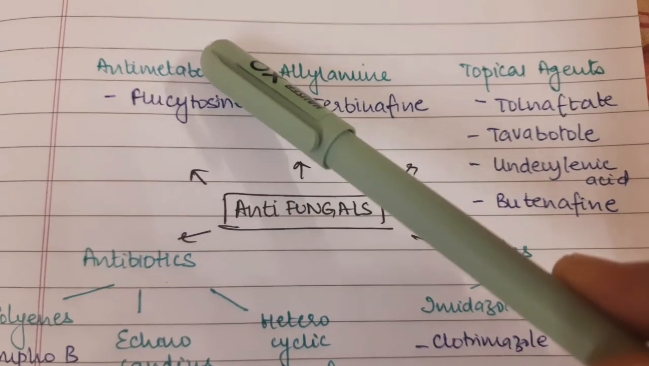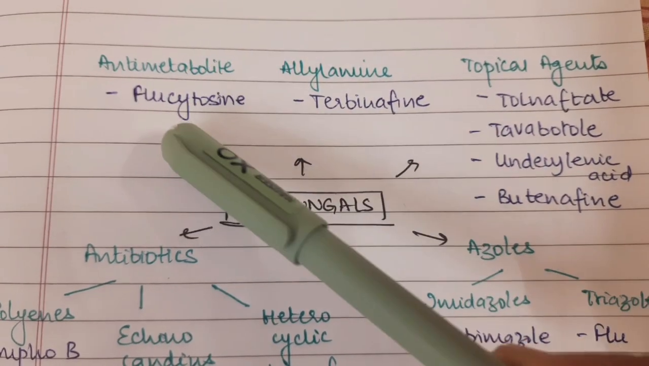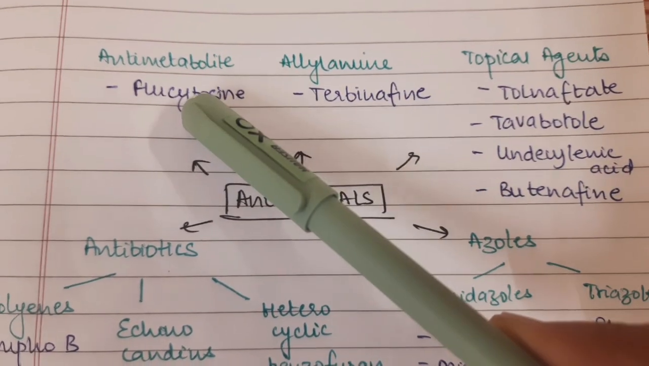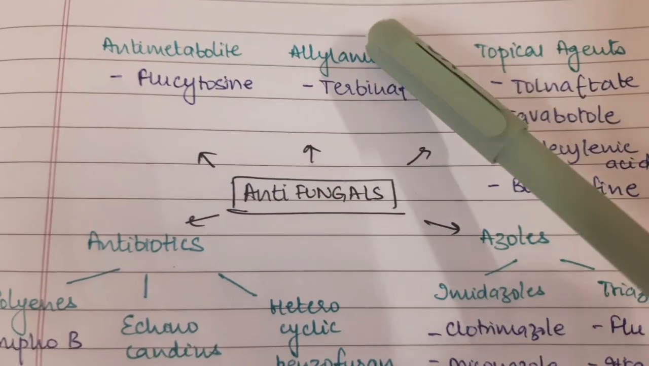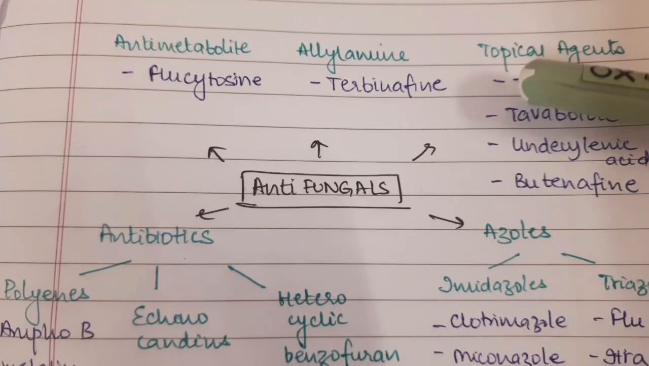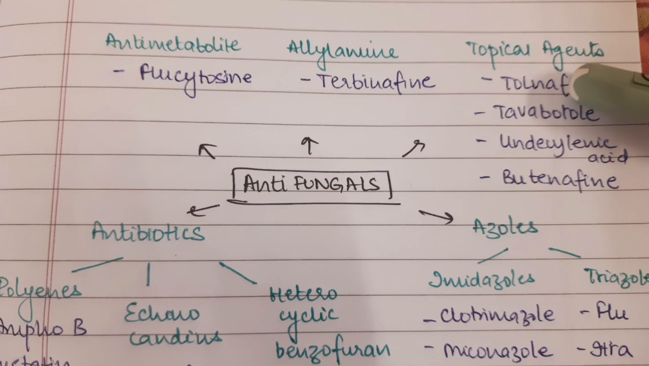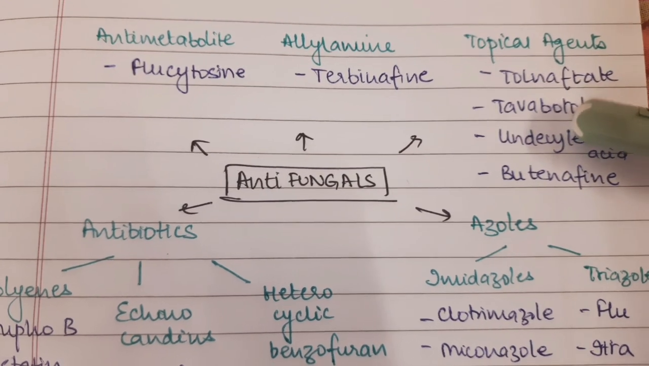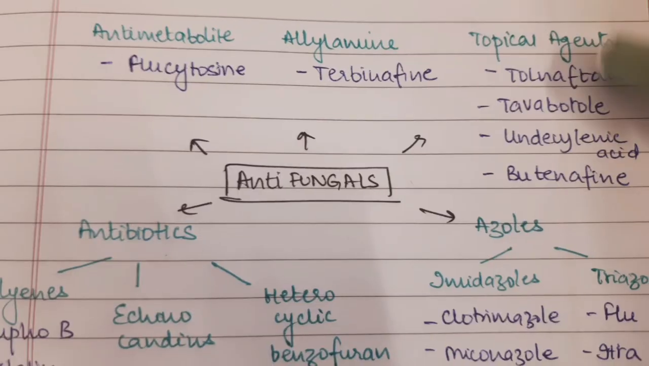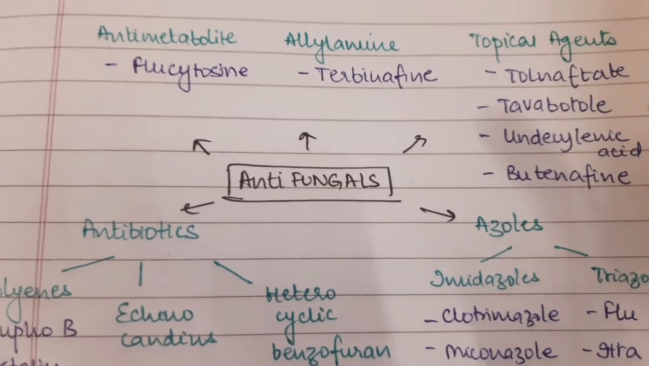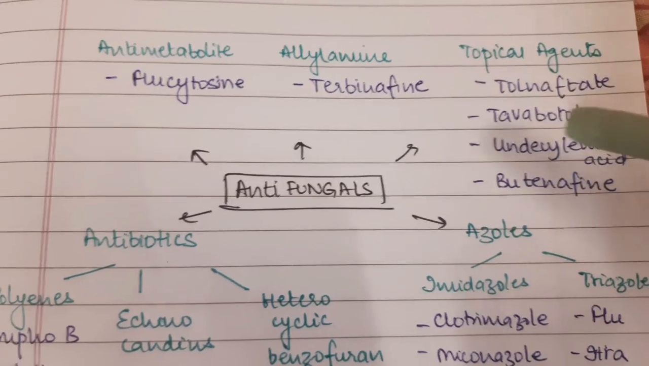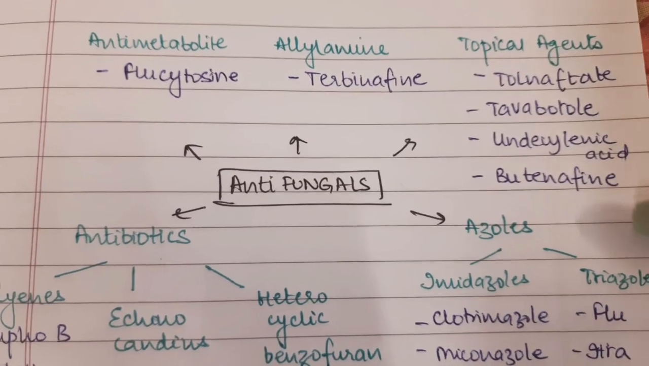The first class is antimetabolites, under which we have the drug flucytosine. Allylamine has the drug terbinafine. Then we have topical agents like tolnaftate, tavaborole, undecylenic acid, and butanafine. These are topical agents, which means they are drugs used topically.